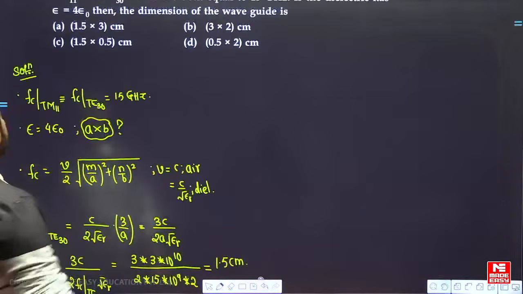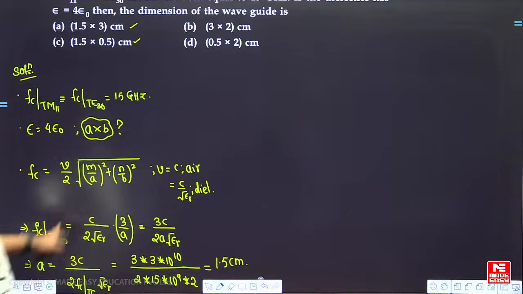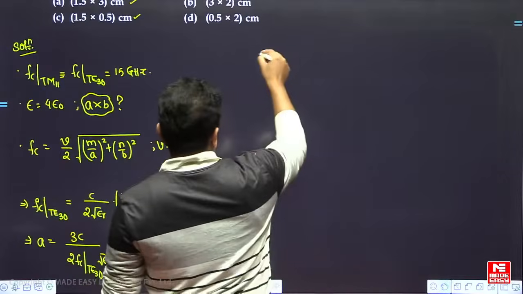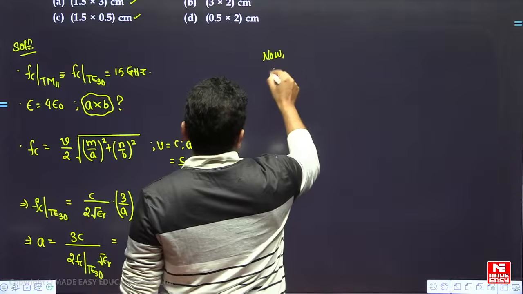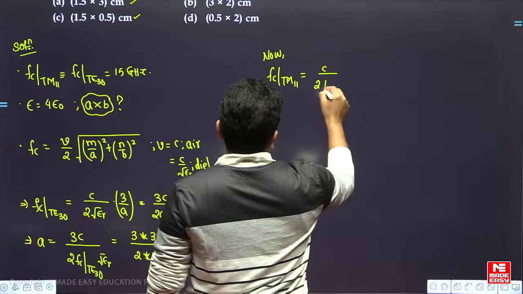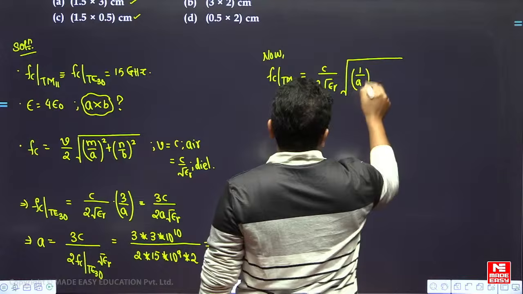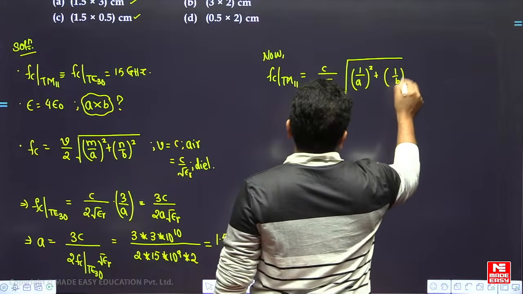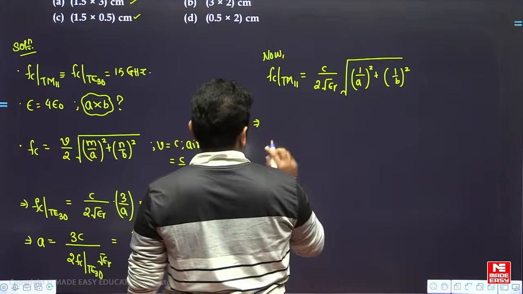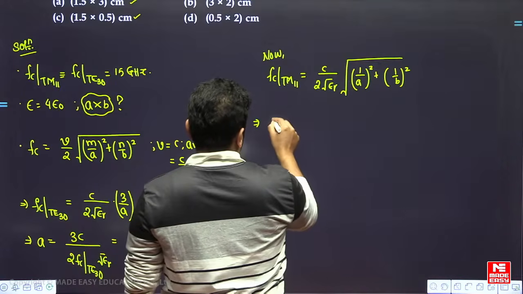So 1.5 centimeter means either A or C. The other part we have to calculate. How will you calculate? This has to come from TM11, right. So the cutoff frequency of TM11 will become C upon 2 root under epsilon R, root under (1 upon A) whole square plus (1 upon B) whole square, right. So the cutoff frequency is 15 gigahertz.